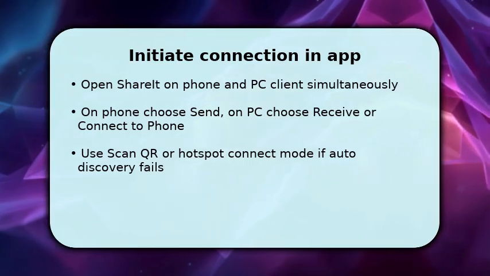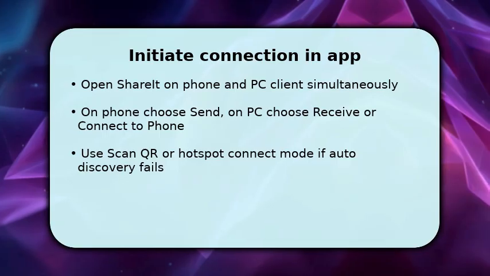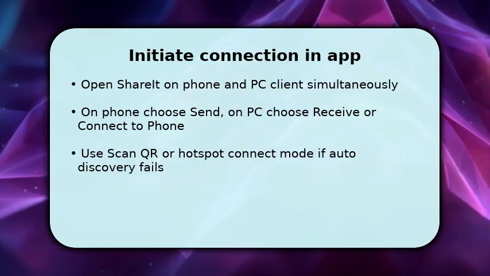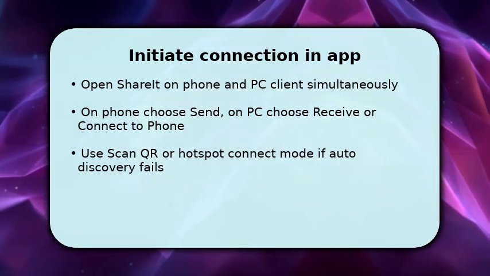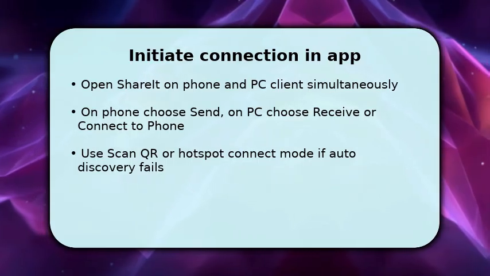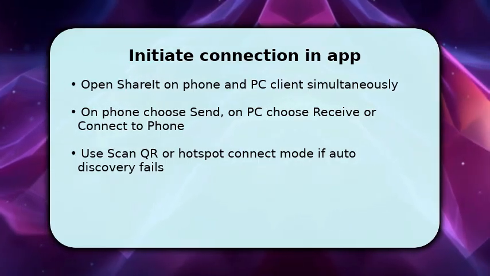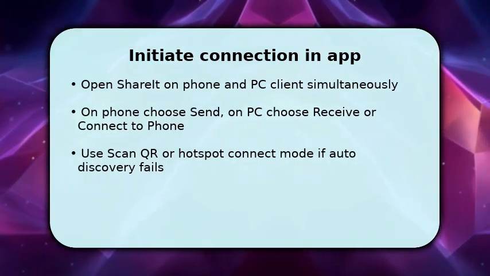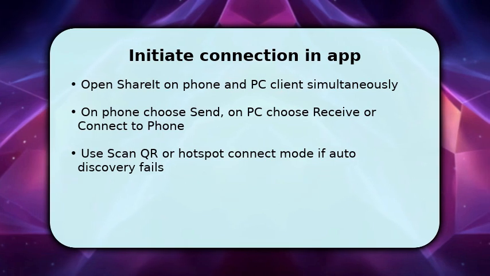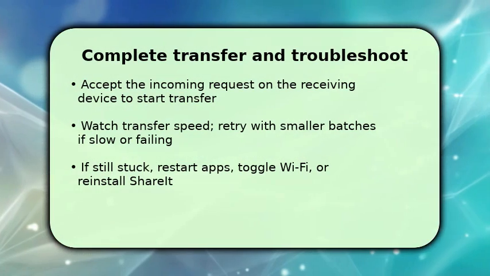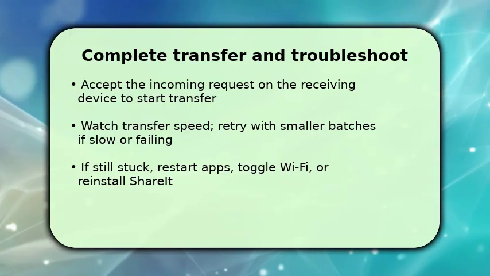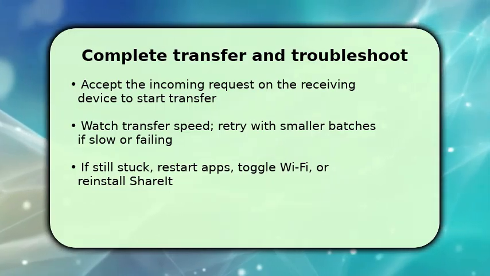Alternatively, switch to Hotspot Connect mode to force a direct link. This step creates the transfer link and negotiates IP and port. It's how the devices agree on a secure channel for the file stream. Accept the incoming connection on the receiving device and monitor the transfer progress. Smaller batches reduce failure risk because of fewer handshake retries.